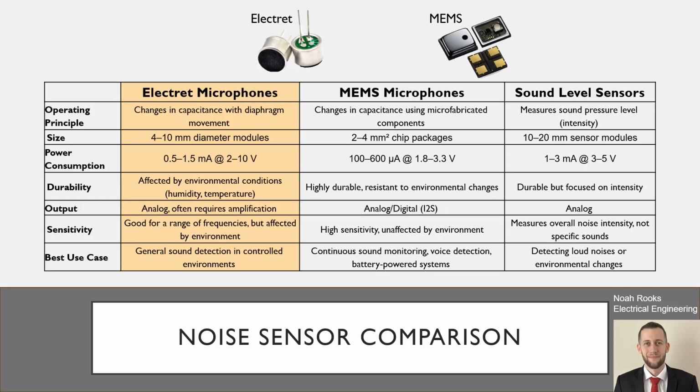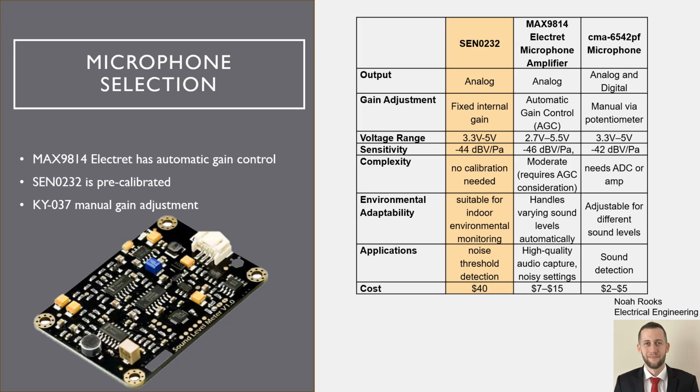Electret microphones convert sound via diaphragm movement into an analog signal. We decided to use them as they met our performance needs without unnecessary complexity. Although with more time and experience, we believe we can make great use of MEMS microphones' compact size and durability. For our microphone selection, we initially chose the 6542PF microphone, but after issues with the ADC readings, I ended up selecting the SEN0232 analog sound meter for its adaptability.